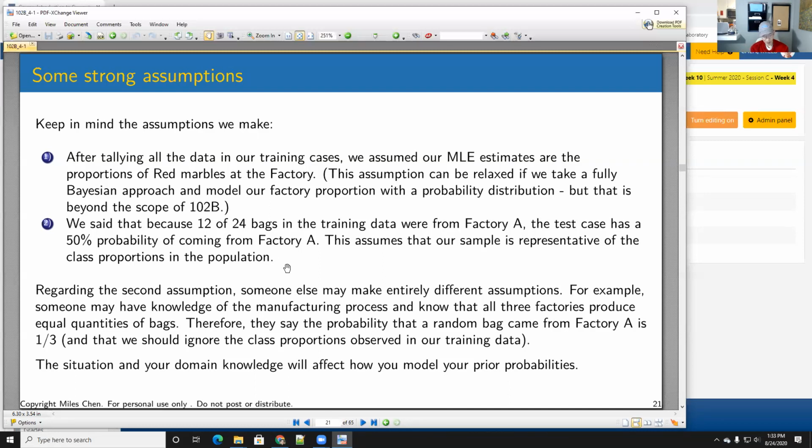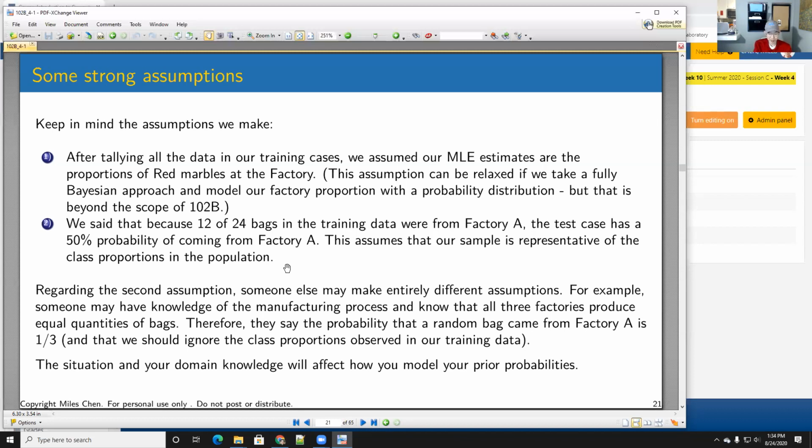So we said the probability that a future bag comes from factory A is going to be 12 out of 24, 50%. Okay. So the big assumption there is that the sample that we have is representative of the class proportions in the population, right? Because my sample was 50% class A, I'm assuming that the population is also 50% class A, okay? That might not be a good assumption, okay?